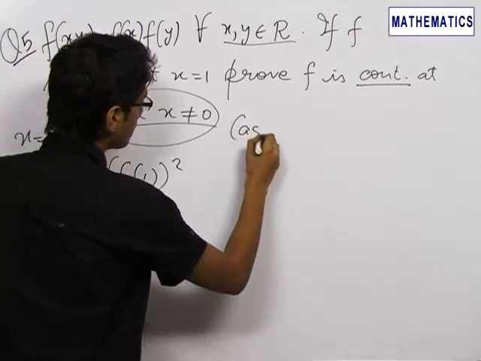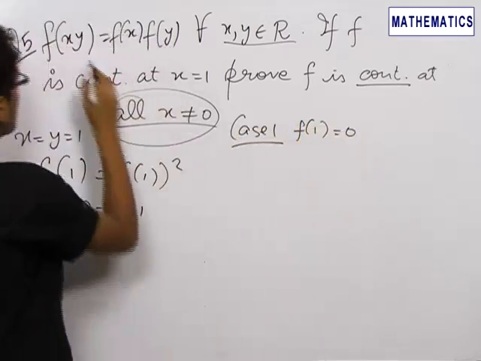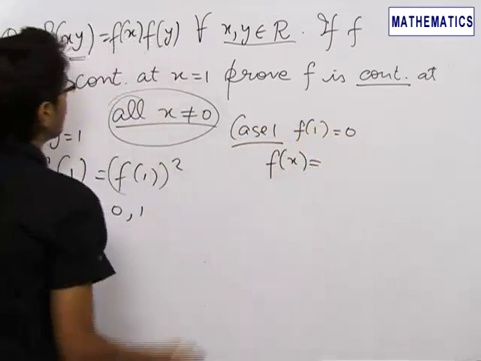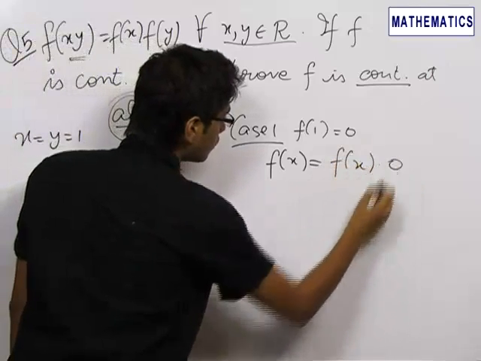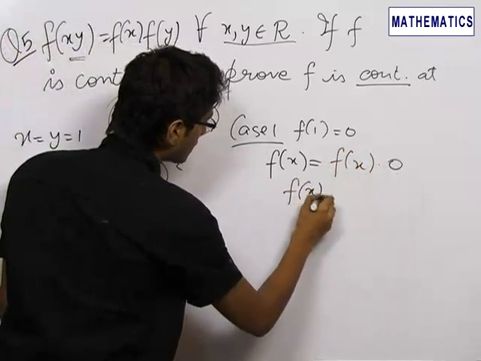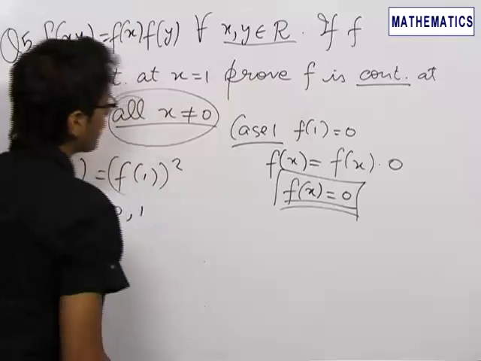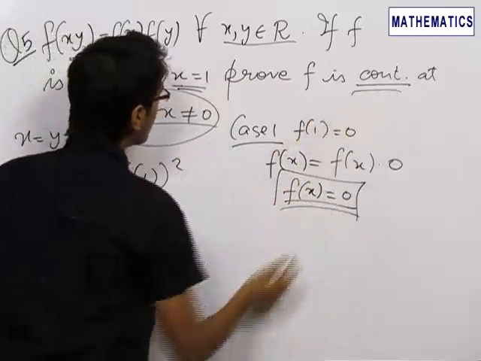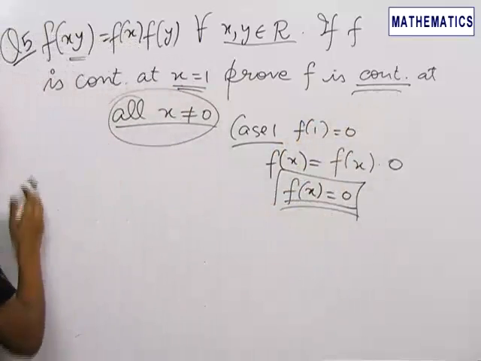So let us take case 1. F of 1 is equal to 0. Putting y equals 1 in this equation, we get f of x is equal to f of x into f of 1, and f of 1 is 0, so into 0. So our f of x comes out to be 0. Hence it is a constant function, and if it is continuous at x equals 1, it is definitely continuous at all x which are not equal to 0. Hence we go about with the second case.